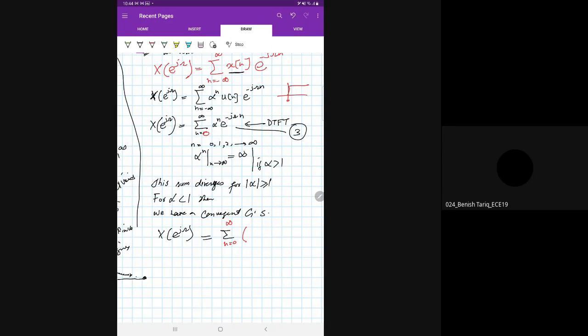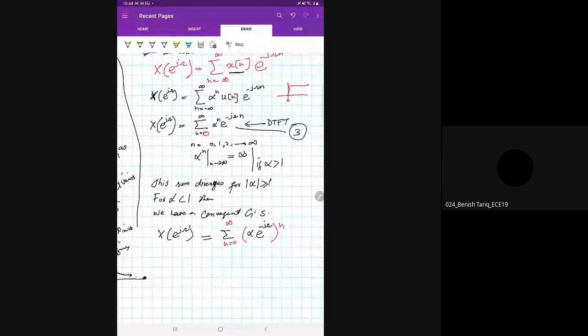तो उस n को आप कॉमन निकाल सकते हैं. You can write down alpha e raised power j minus omega. ठीक है. फिर आप लिख सकते हैं whole raised power n. So this is one and the same thing. ये एक ही बात है.